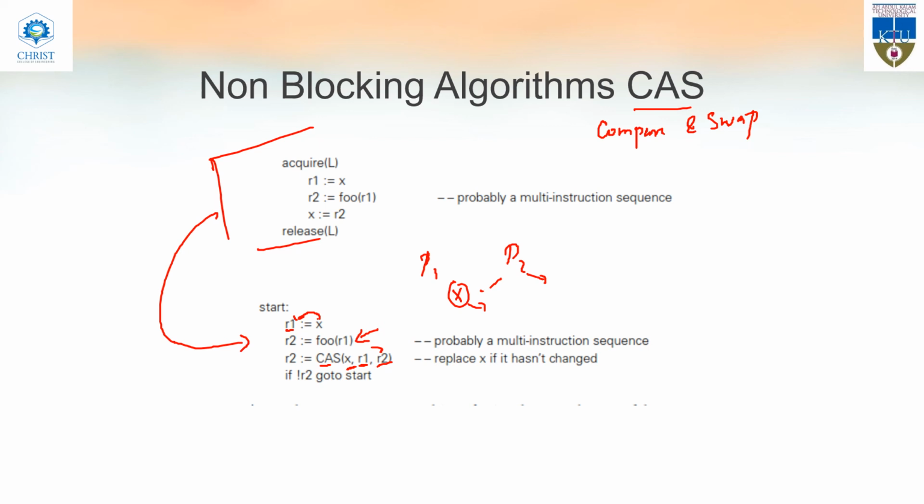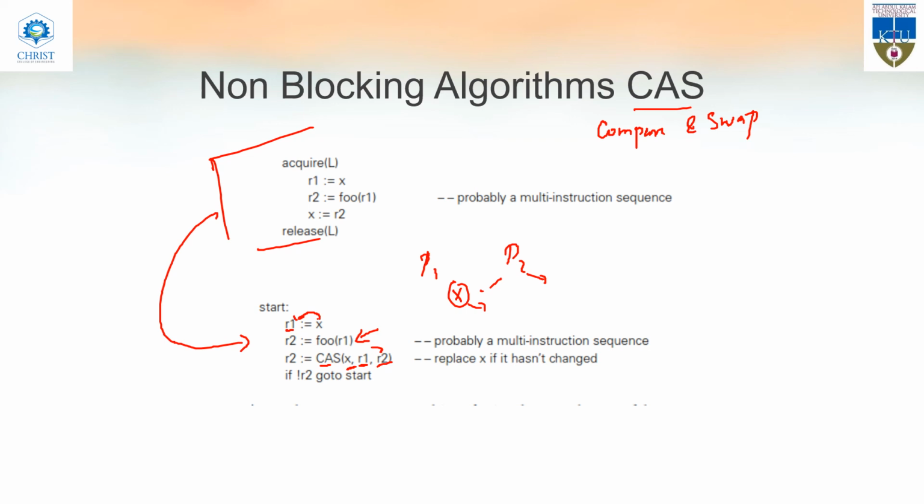So instead of creating a lock, it will just check the value of x, whether it has changed or not. If the value of x is changed, that means some other process has used the value of x. If the value of x is not changed, that means no process has written anything, so it can change. So it will replace it with the new value. I hope it is clear.